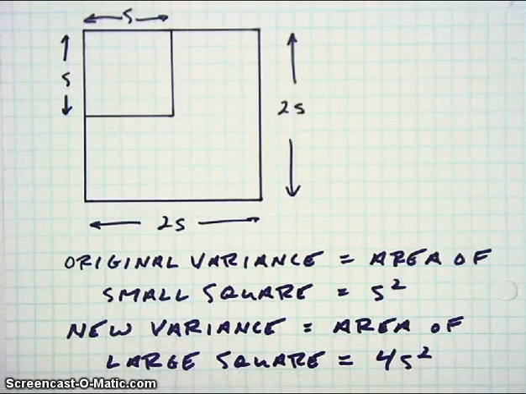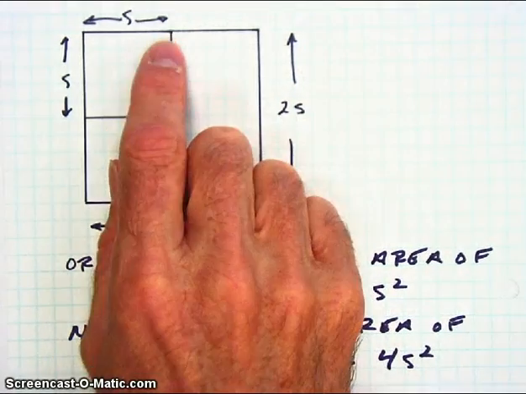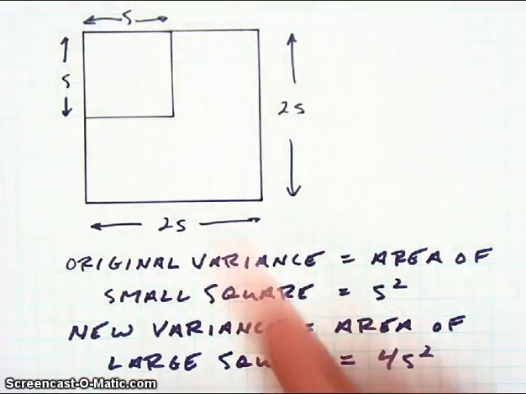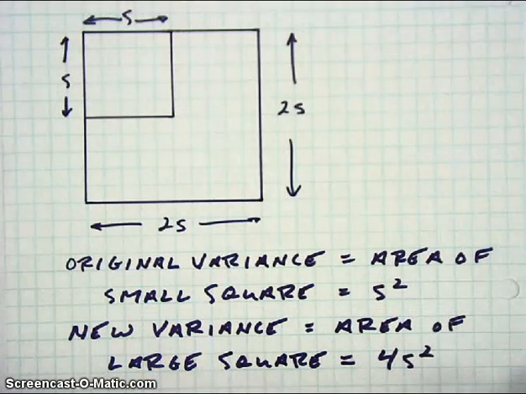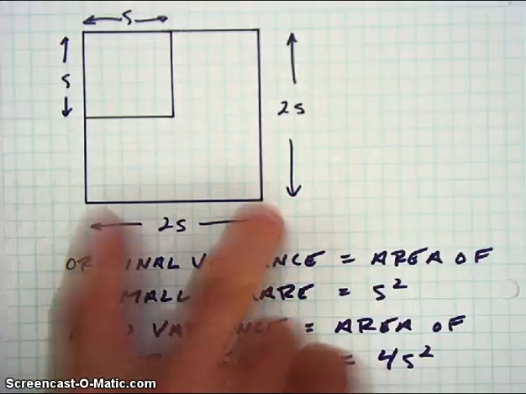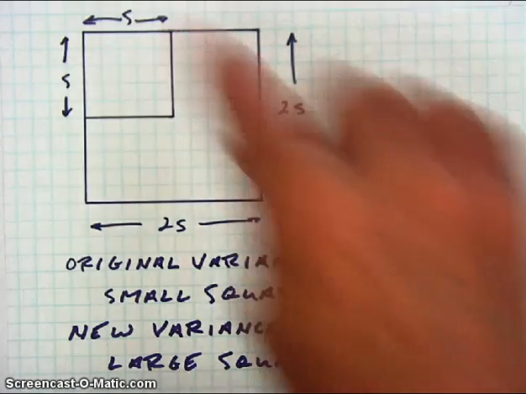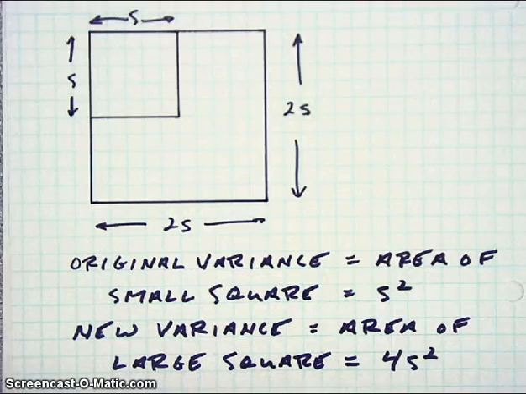This picture shows how this works with the variance. If we have a standard deviation S, the variance is going to be S squared, and the original variance before we transform the data would be the area of this small square right here, S squared. Okay, if we double all of our data values, the new variance is going to be 2S times 2S, and that's going to be 4S squared, the area of the large square. So that's a little geometric illustration of how that works.